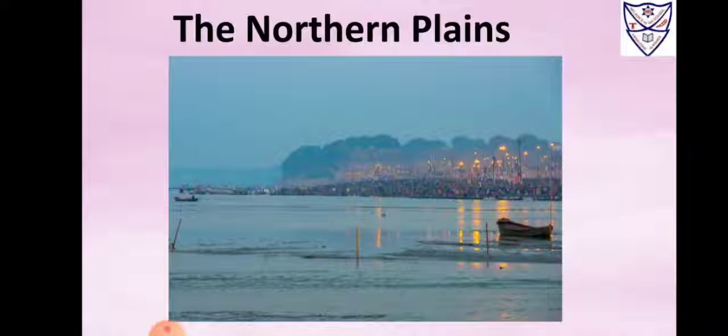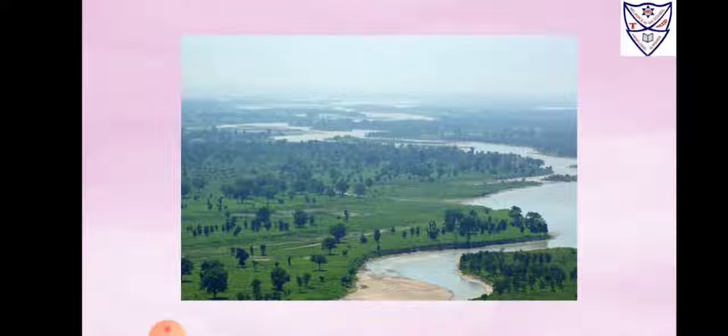The Northern Plains. To the south of the Himalayas lie the Northern Plains. This is a level and flat region which is watered by the Himalayan rivers such as the Ganga and the Yamuna. These rivers bring very fertile soil called silt, making the area very fertile. As a result, plenty of crops are grown here. Many people live and work here. Some important cities such as Delhi, Allahabad and Varanasi are located in the northern plains.